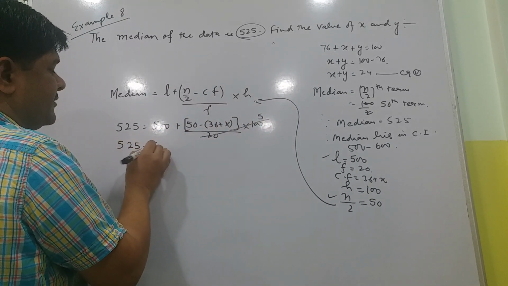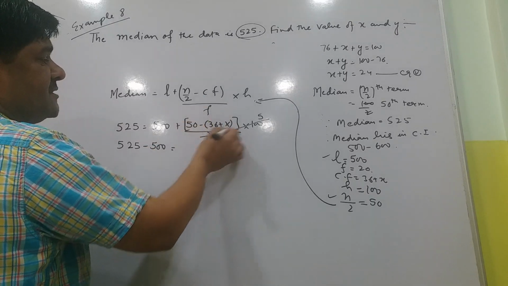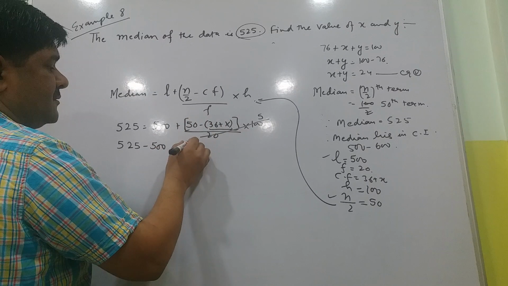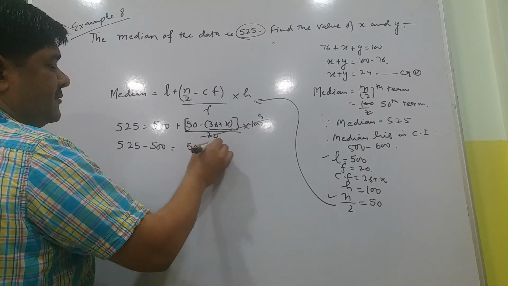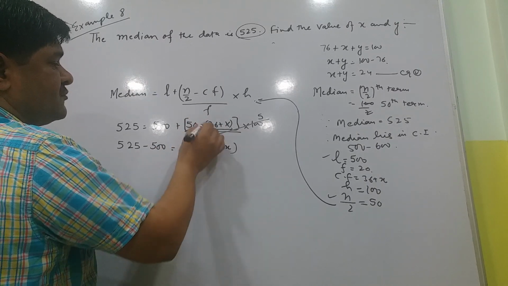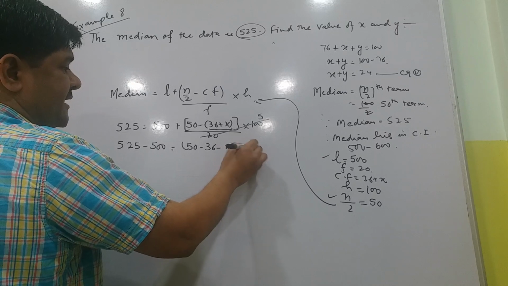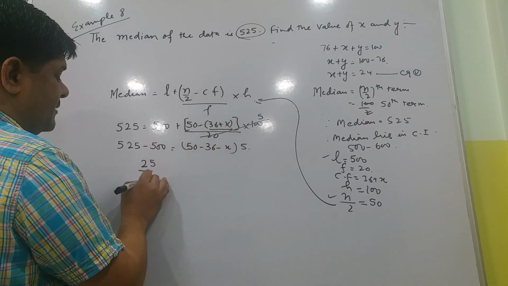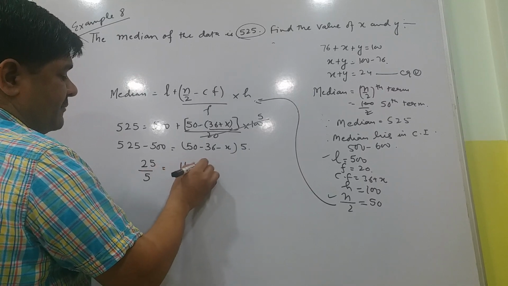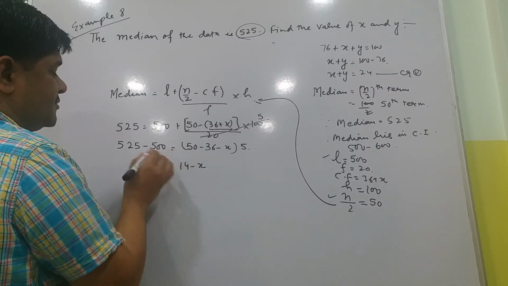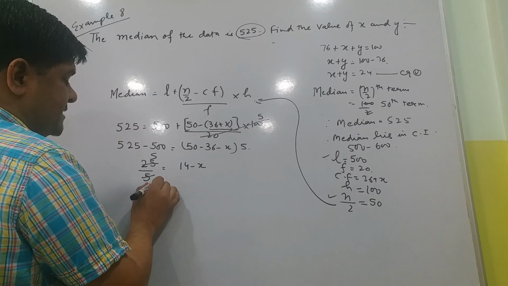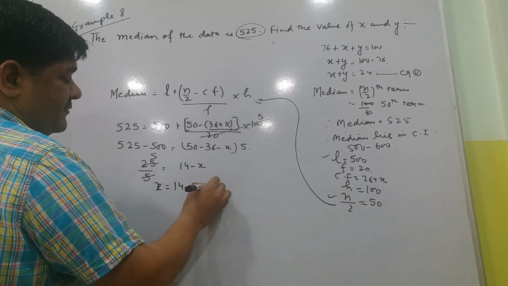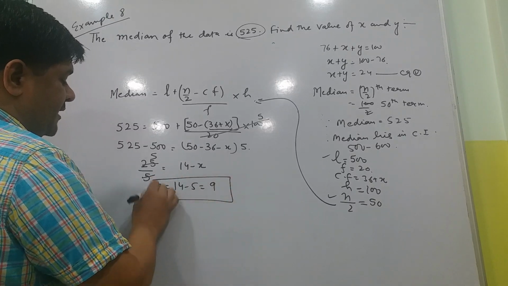So 525 minus 500 is 25. Most of the children make a mistake here: they don't change the sign of this. That is why they are not getting the correct answer. So this is 50 minus 36 minus x into 5. So this is 25, and this 5 will come to the denominator. This is 14 minus x. So 14 minus x equals 5. So x will come out to be 14 minus 5. x comes out to be 9.